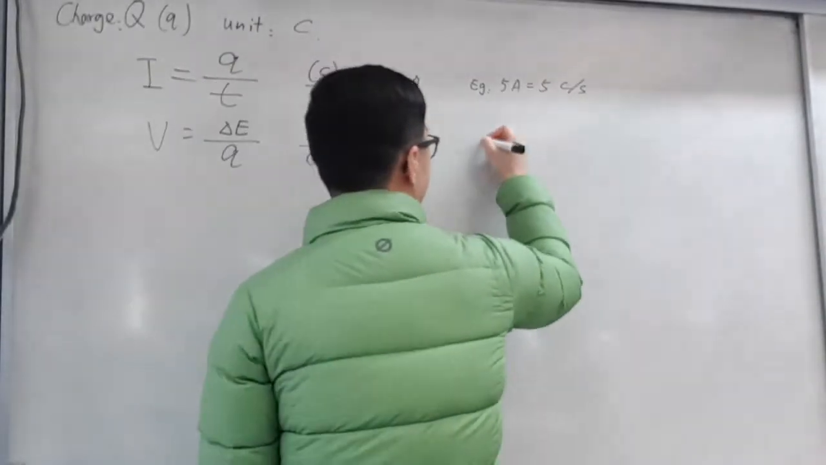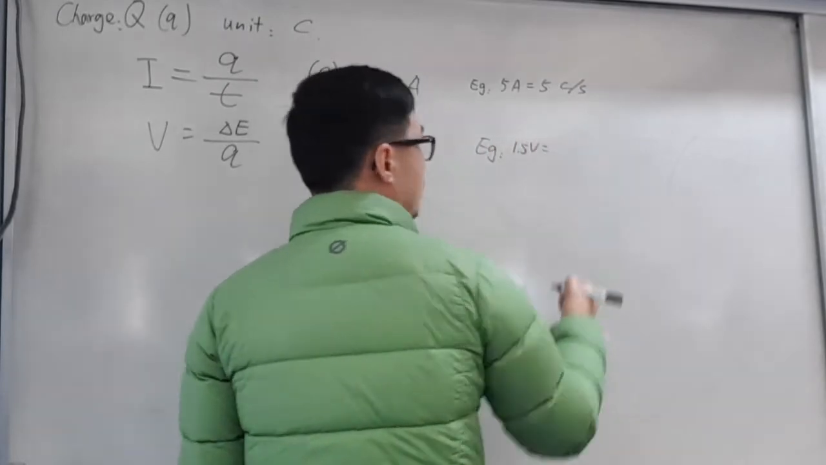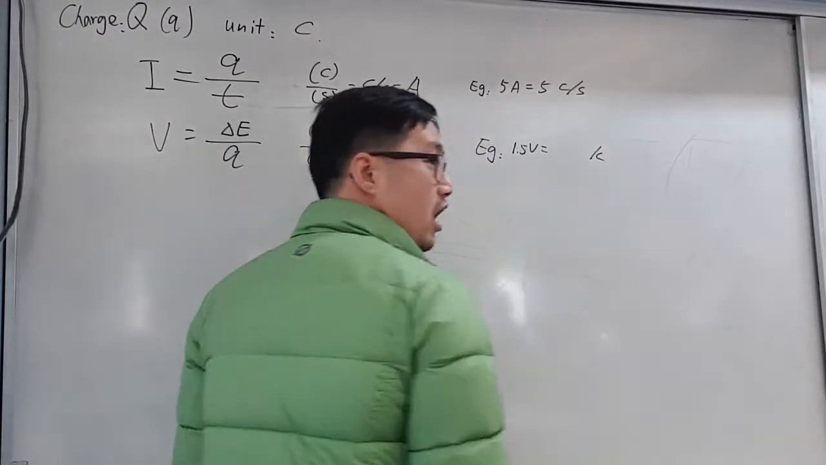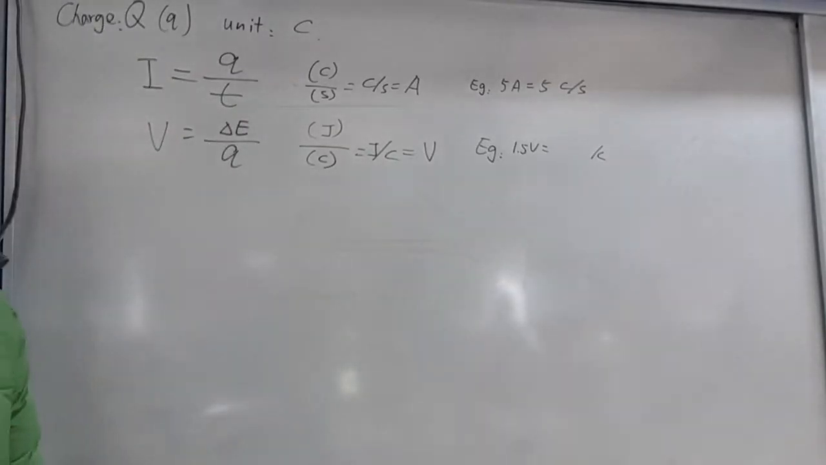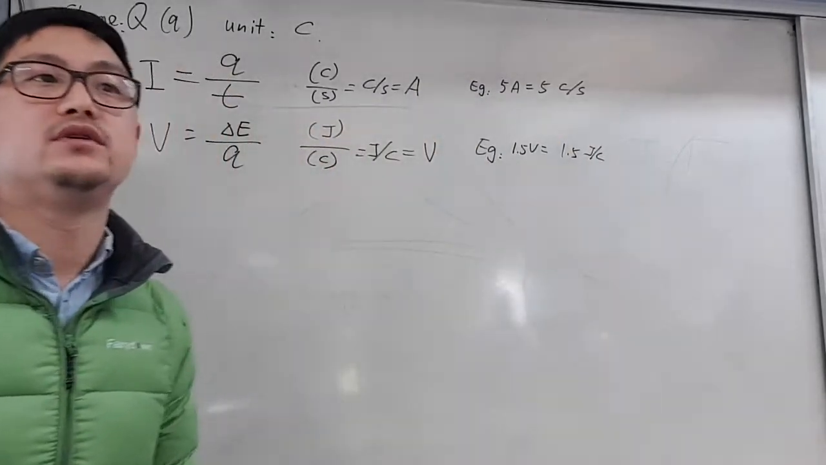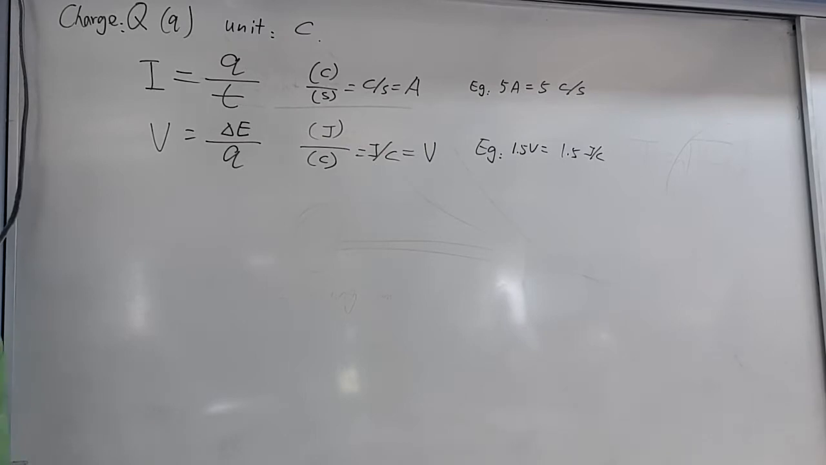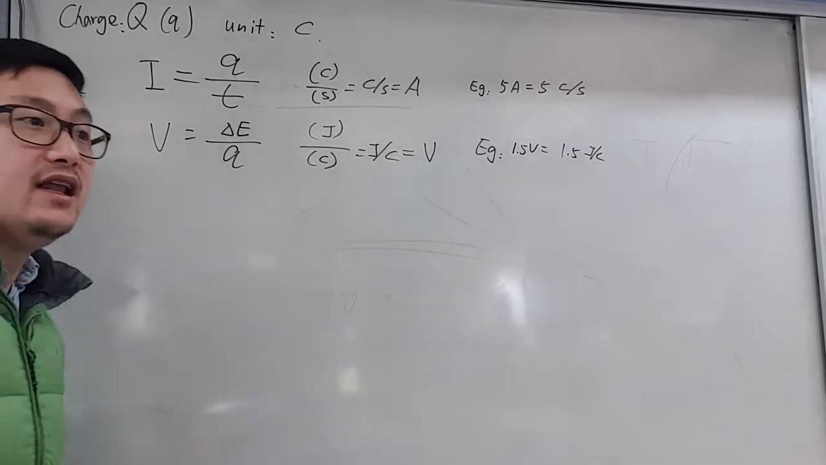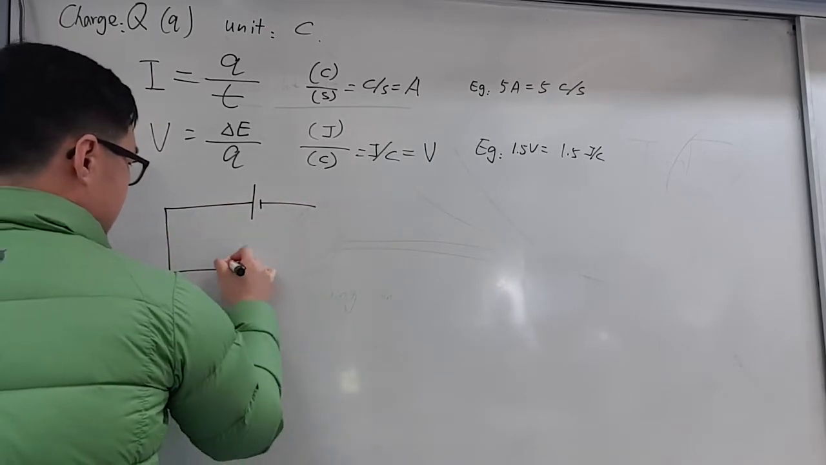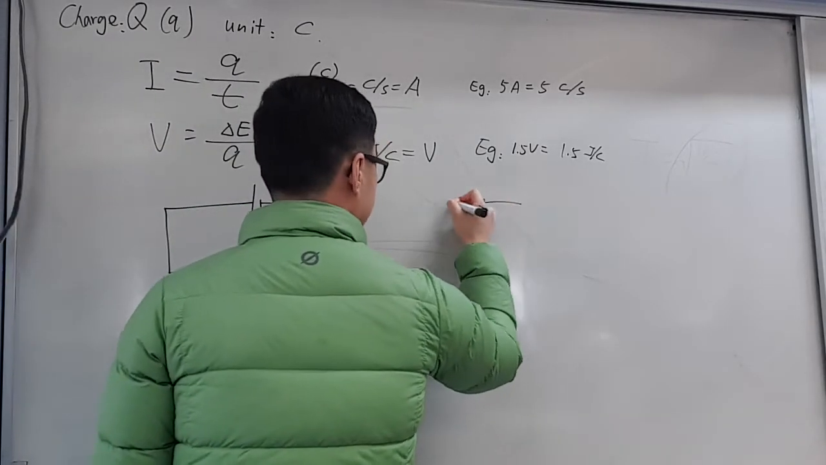So if you say a battery is going to be, say, 1.5 volt, what does this actually mean? It means for every coulomb of electrons, how much energy are they going to gain? 1.5 joule, the joule per coulomb. Does it make sense? So that is what voltage means, and it's also called potential difference, right? Okay, and then we have two circuits. We have a series circuit, and we have a parallel circuit.